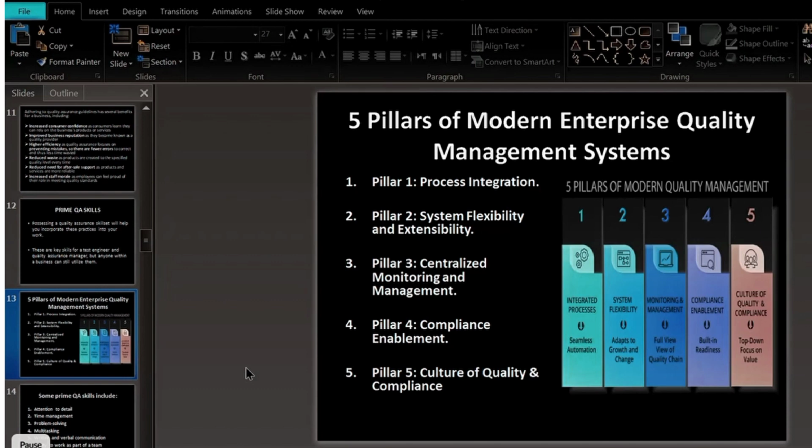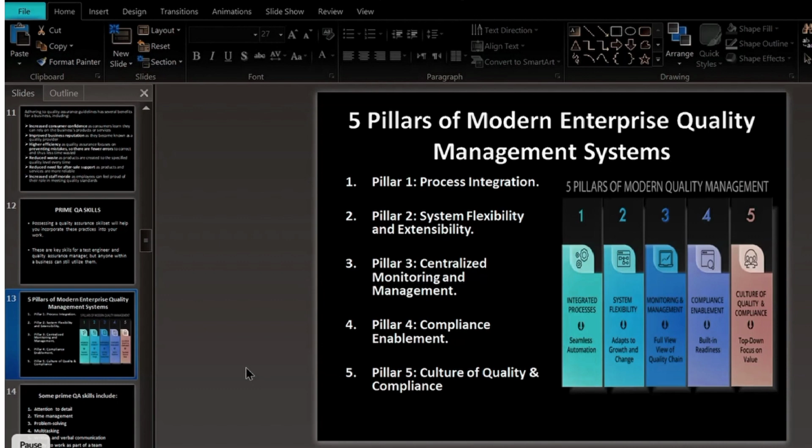It's an amalgamation of human resource management and resource management as well. Both of these things are very integral for faculty retention: resource management and human resource management. So the next point, which is the fourth pillar, is compliance enablement.